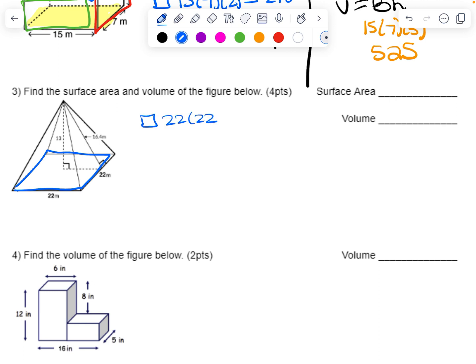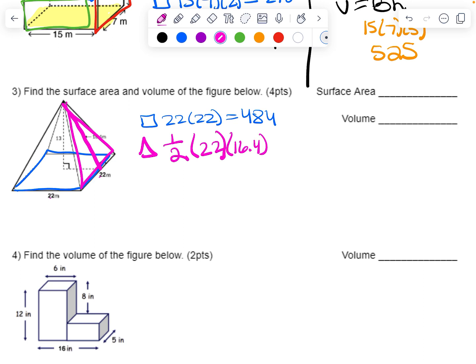So we know that a triangle is half the base times the height. So half of 22 times 16.4. Can't see that anymore because I just drew over it, but 16.4. And then there's 4 of them. I might as well just multiply that by 4. And I get 721.6. So I'm going to add those 2 numbers together, the area of the square base and the areas of the 4 triangles, and that gives me 1,205.6.